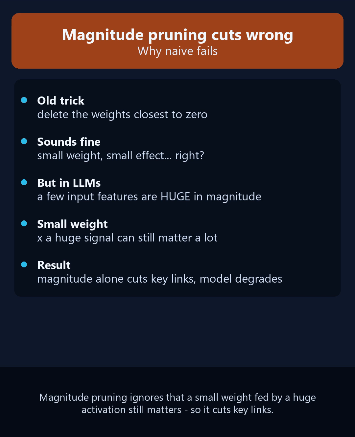The oldest trick is magnitude pruning. Just delete the weights closest to zero. It sounds reasonable: small weights, small effect. But in large language models, a handful of input features carry enormous activation values. A small weight multiplied by a huge incoming signal can still matter a lot. Magnitude alone ignores this, so it cuts important connections and the model degrades badly.